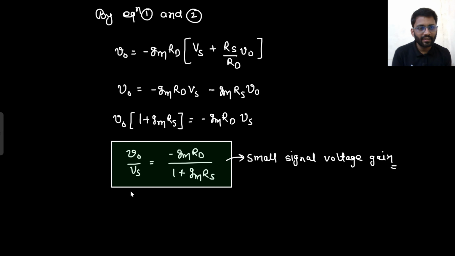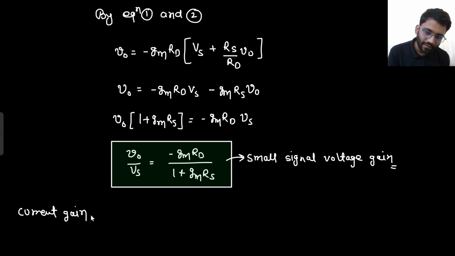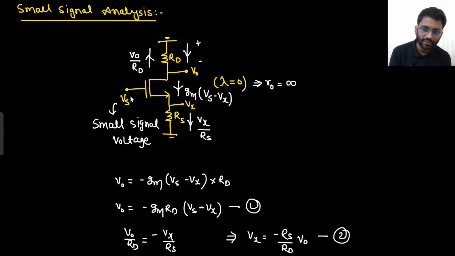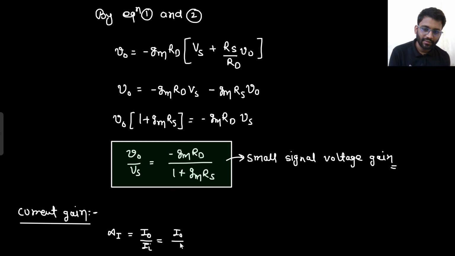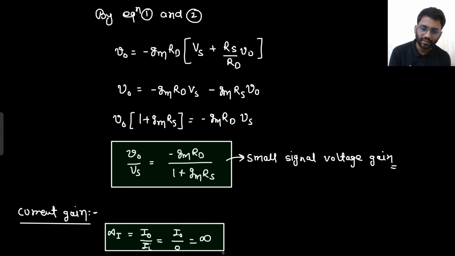What is the current gain here? Current gain, Ai, that will be I out by I in. There is no change in Iin. Iin is still 0. This current is still 0 ampere. That means current gain is still infinity. There is no change in current gain.